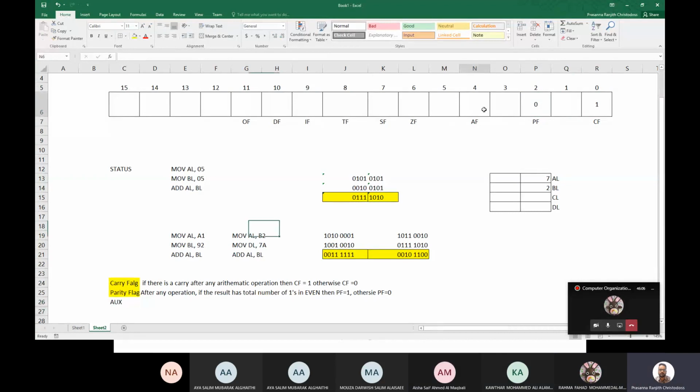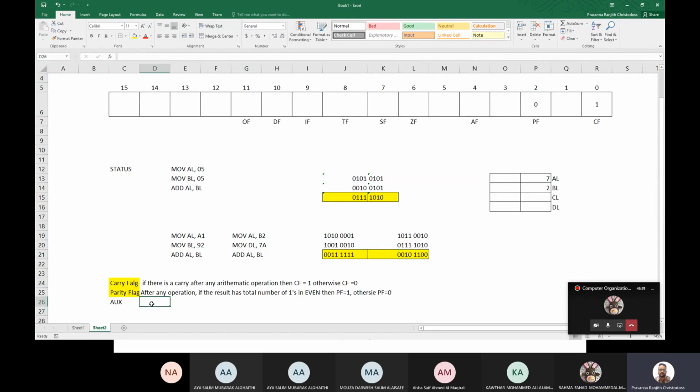Auxiliary flag here. In this auxiliary flag, what happens is that it will check this one, the 4 bits. First nibble and second nibble, yes? So, if there is a carry from the lower nibble to the higher nibble, then the auxiliary flag will be 1.